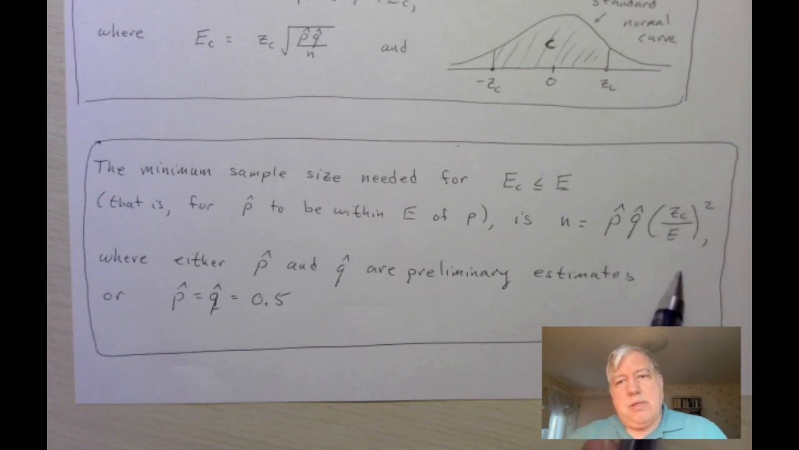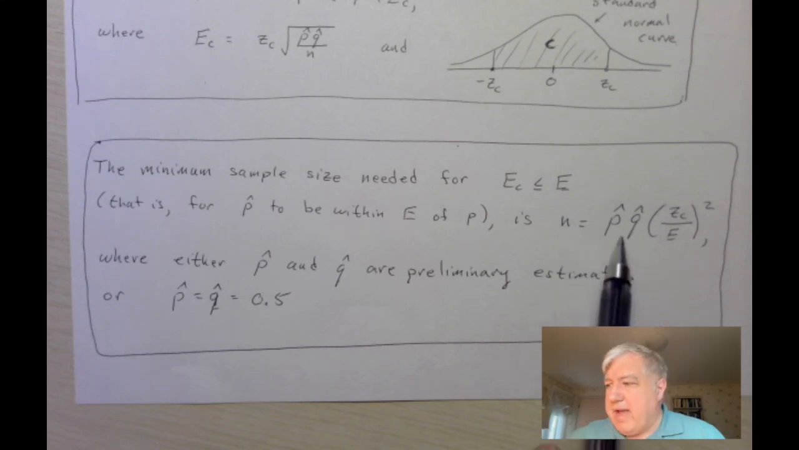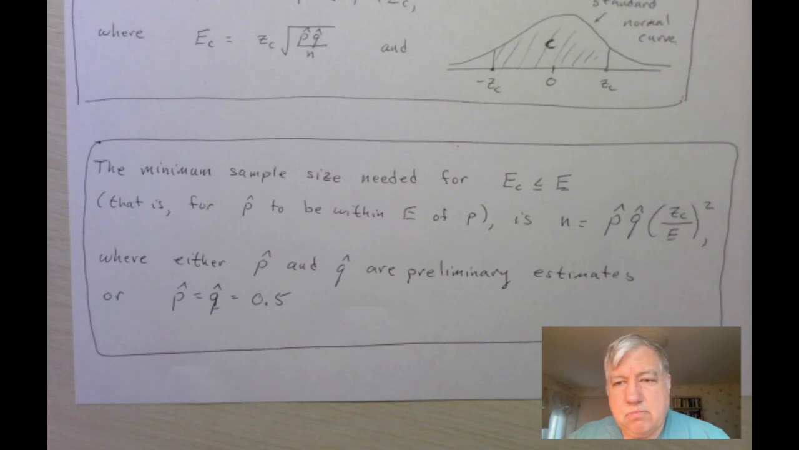Now, this is the minimum sample size we need. Now that's great, except we have this p hat and q hat, which are results of a sample. So how can we use p hat and q hat, where the only way we can get p hat and q hat is if we take a sample? Kind of silly.